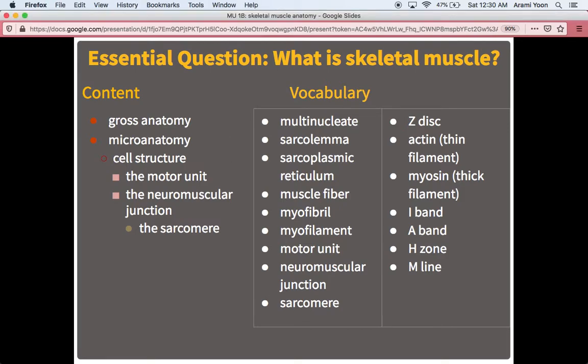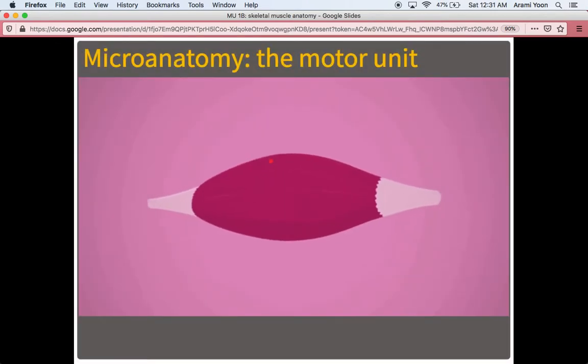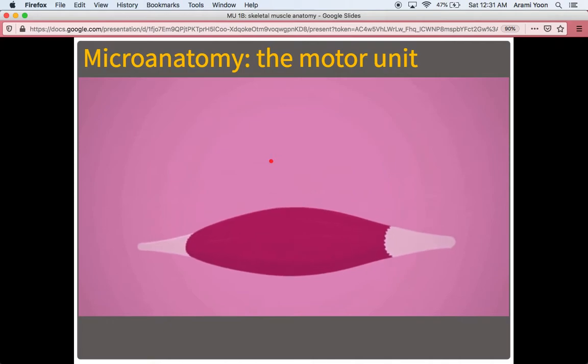Hi everyone. The lesson today is what is a skeletal muscle, and we'll start by reviewing the gross anatomy of skeletal muscle, and then we'll zoom into the micro anatomy closer and closer and closer until we get to the structure of the basic unit of a muscle fiber, which is the sarcomere. By the end of this lecture, you should be able to answer this question using most of this vocabulary, hopefully all of it. So just to give you an overview in GIFs.